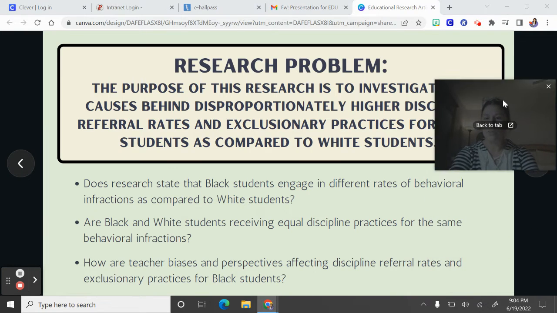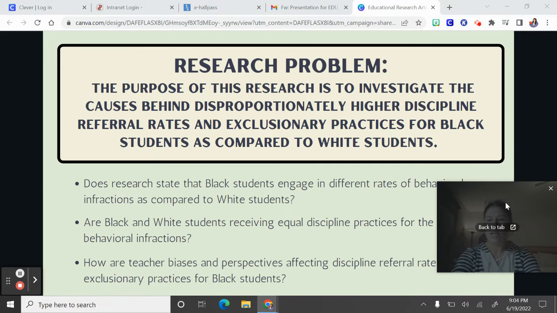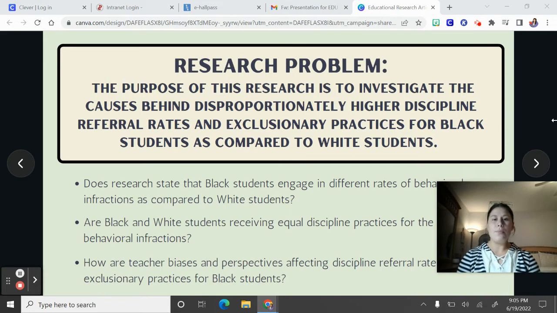All right, my research problem. I'm going to move this around as I read this slide. The purpose of this research is to investigate the causes behind disproportionately higher discipline referral rates and exclusionary practices for Black students as compared to white students. I do want to put this out here: you'll see throughout this presentation that this research study would be conducted in my classroom. The context would be Black and white students within my own classroom, because I felt that would be the most practical way of collecting data.